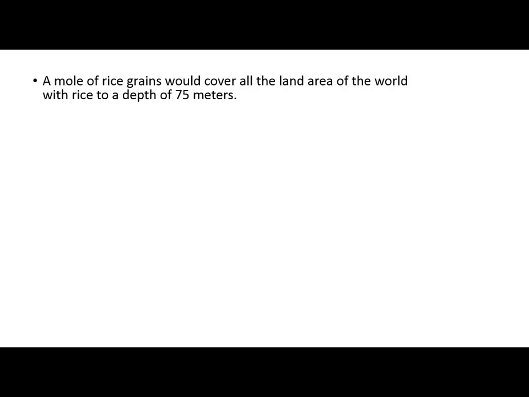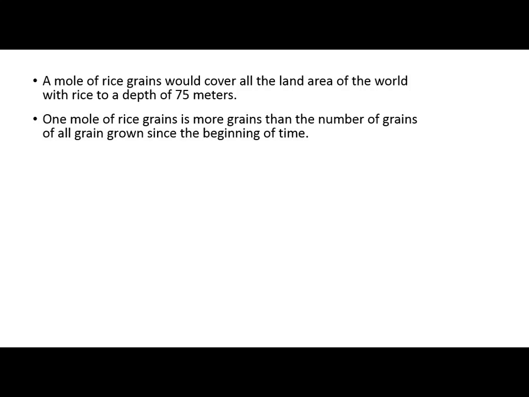So if you were to have a mole of rice grains and you just put it on the land area, and some of you know, and we'll talk about this in meteorology, most of the earth is covered by water. But if you were to cover the land masses we have now, it would be up like 75 meters. So 1 mole of rice grains over all possible land. Like, oh, that's problematic. It is problematic.